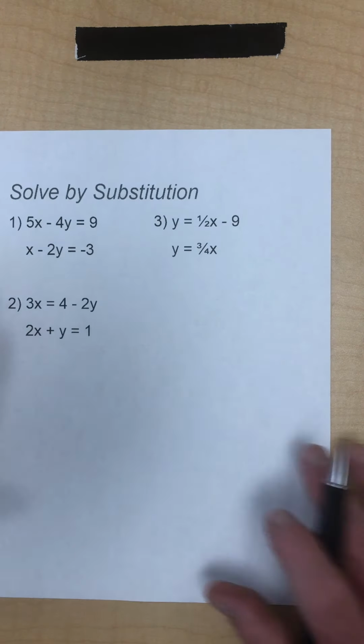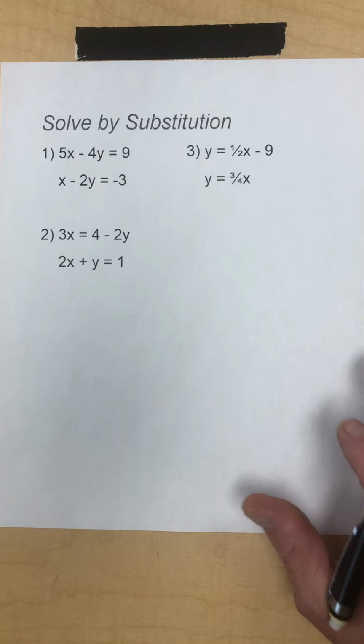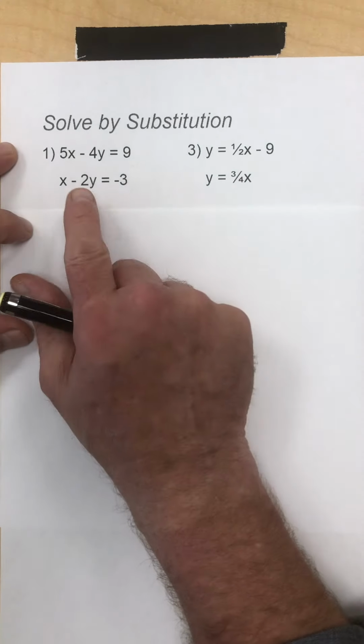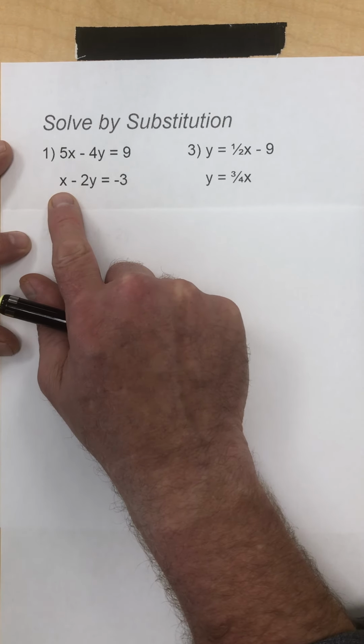Okay, let's try a couple more of these. All right, let's see. Now we'll do number 1. Notice that clearly it's going to be easier to isolate the x right here in the second one.